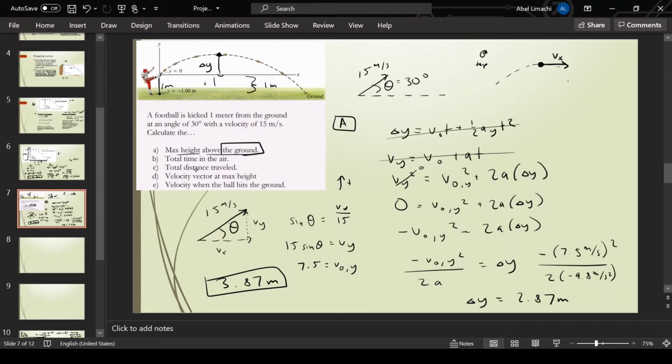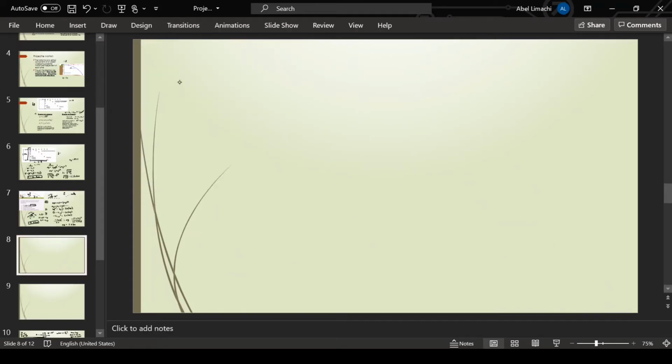Alright, total time in the air. That's the next part. Okay, so we have this football kicker, you kicked it here, this right here is 1 meter, you hit it bang, 15 meters per second, this angle theta is equal to 30 degrees, and we're going to find the maximum time in the air. So you see, we're solving for time. So this is part B. Solving for time means we're going to have to look in both directions.